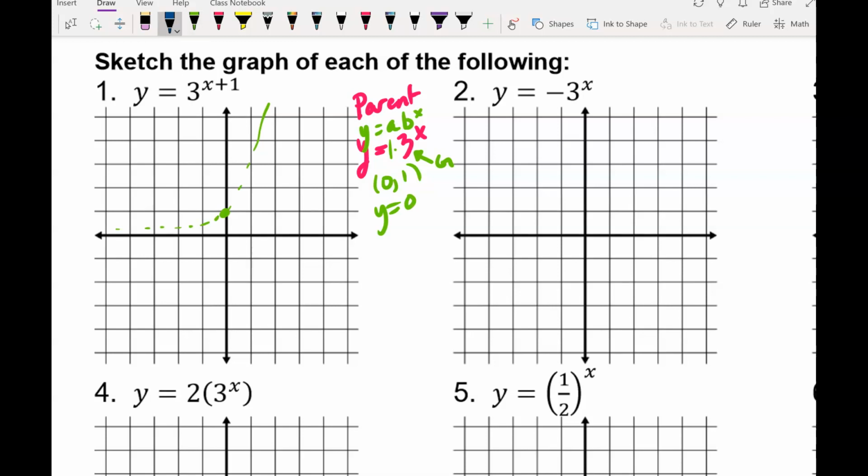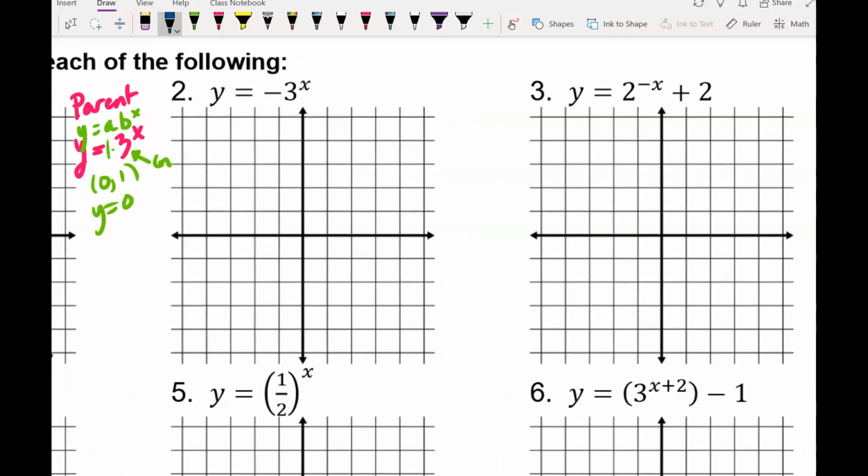And now if I'm looking at how does this graph change, this one would move left 1. So I'm going to take that point 1, 0, move it to the left 1, move all the other points to the left 1, and the asymptote would still be at y equals 0.